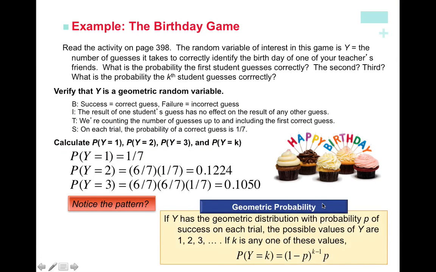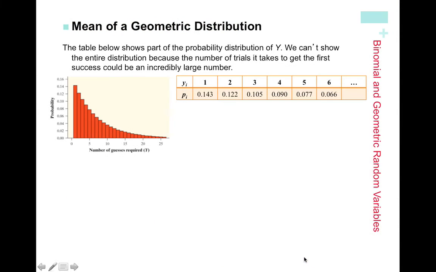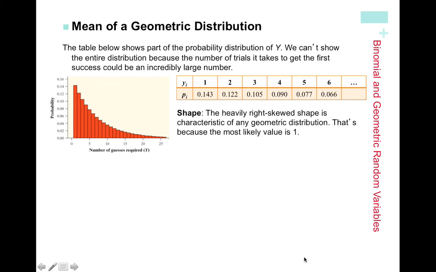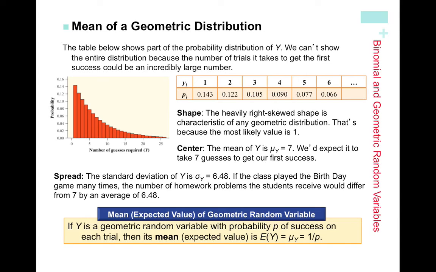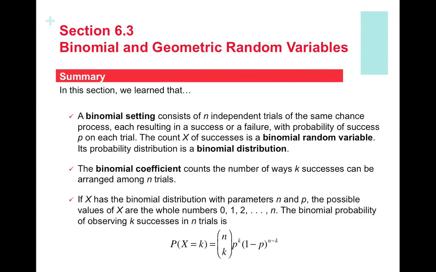So there's a pattern there. This was the formula, but again, you can use those calculator shortcuts. The mean of the geometric was just 1 over p, and again, they might say on which trial do you expect to get your first success, and then you could just find the mean. And that was pretty much it for this chapter.